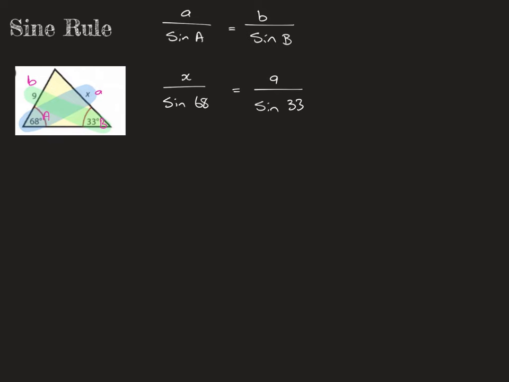Okay. So once you have filled in your formula, there should be no issues of filling it in. And you have a fraction equals a fraction. To get rid of a fraction equals a fraction, you just cross multiply. So we'll say x times sine 33 is equal to 9 times sine 68.